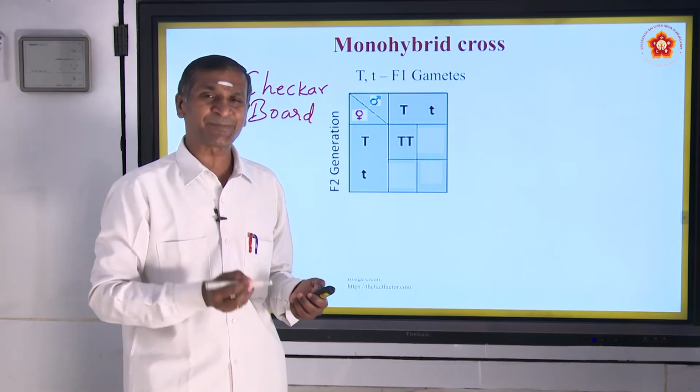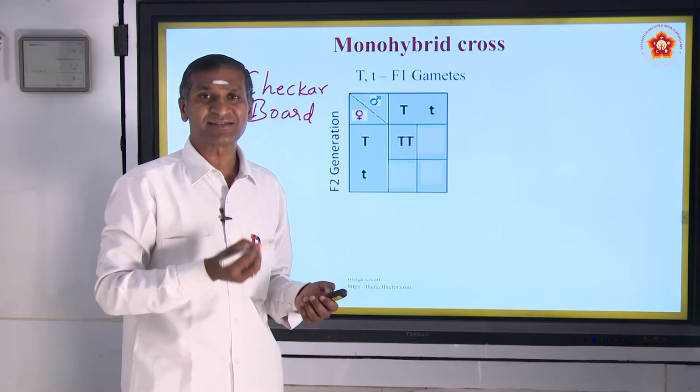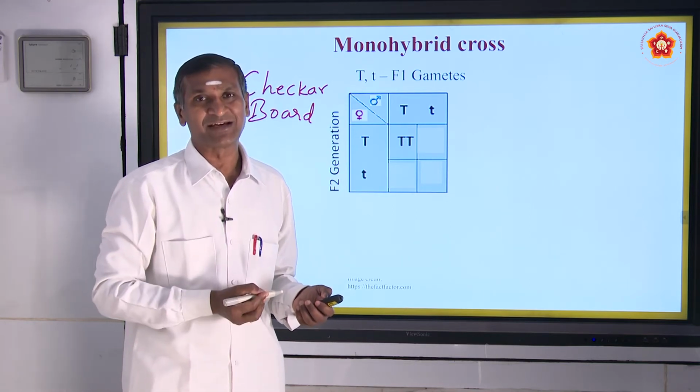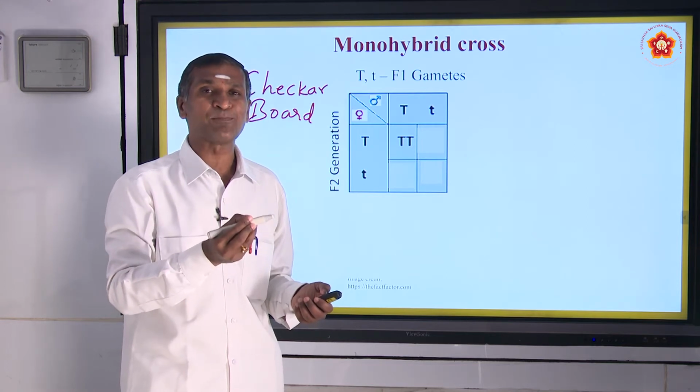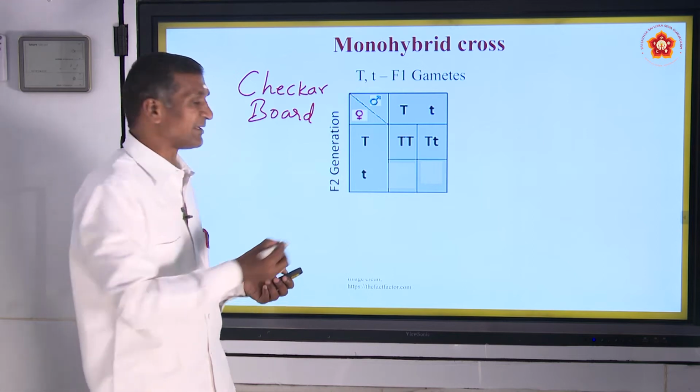You need not write explanation. Step by step what it is mentioned. If you just practice it 2 to 3 times, you will surely write perfect. Practice makes man perfect. And capital T, small t.